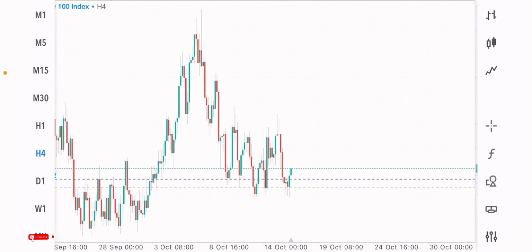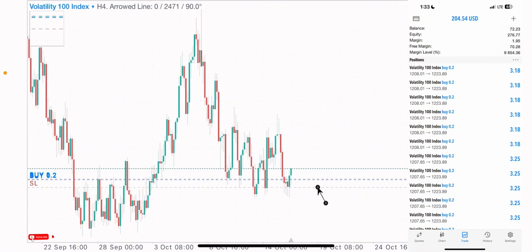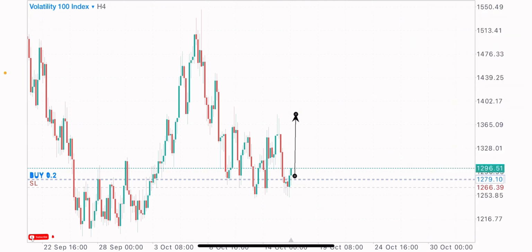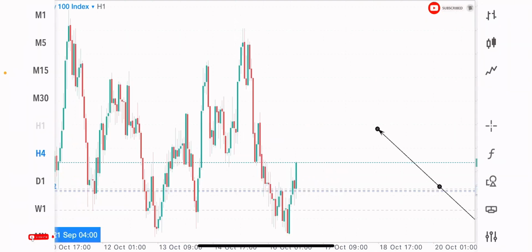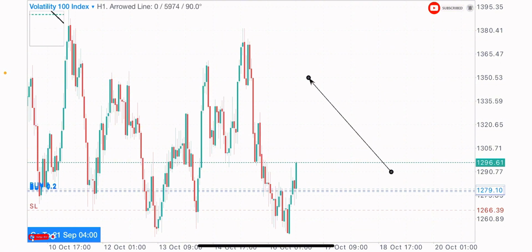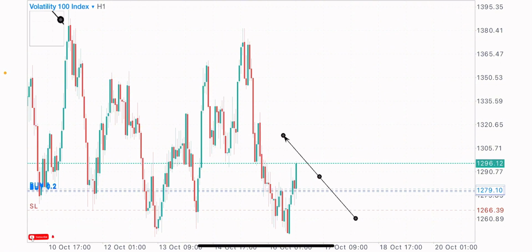I am on a buy trade on V100 index, and you can see I'm moving in good profits. I intend holding this trade for days. I'm swinging this trade, so I was able to predict the buys at this point. You can see I'm moving in good profit. The trade is moving nicely well, so I was able to predict these buys on this index.